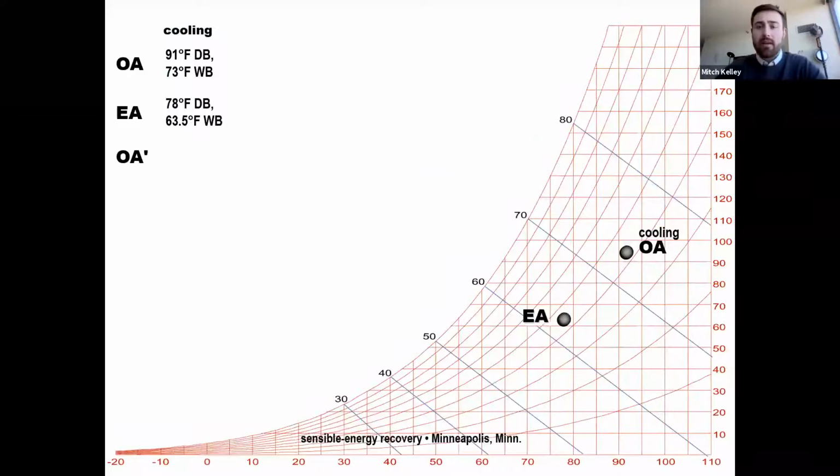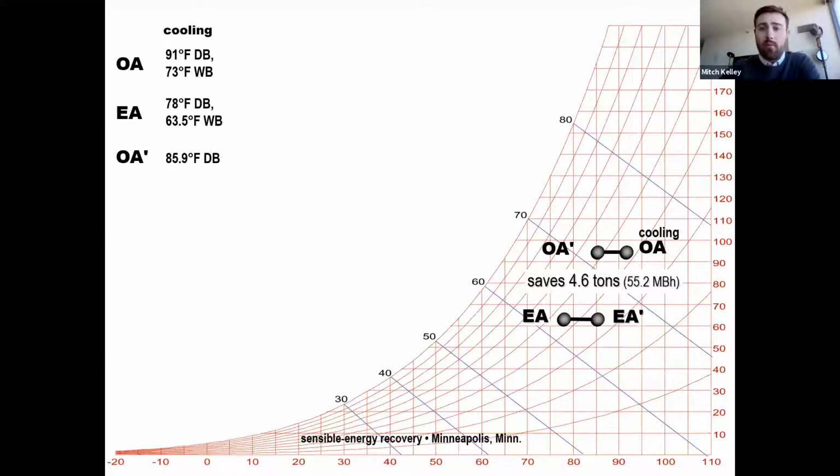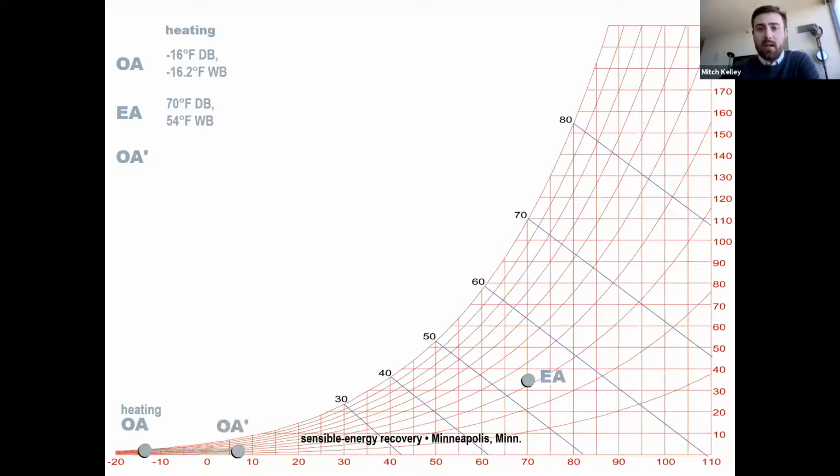So let's look at a predominantly heating climate, such as Minneapolis, Minnesota. At the cooling design condition of 91 degrees dry bulb and 73 degrees wet bulb, again marked as OA here, the OA is pre-cooled to about 86 degrees to OA prime, and it reduces the cooling load by 4.6 tons. At the heating design condition of -16, the outdoor air is preheated to about 7 degrees OA prime, a heating load reduction of 245 MBH in this case.